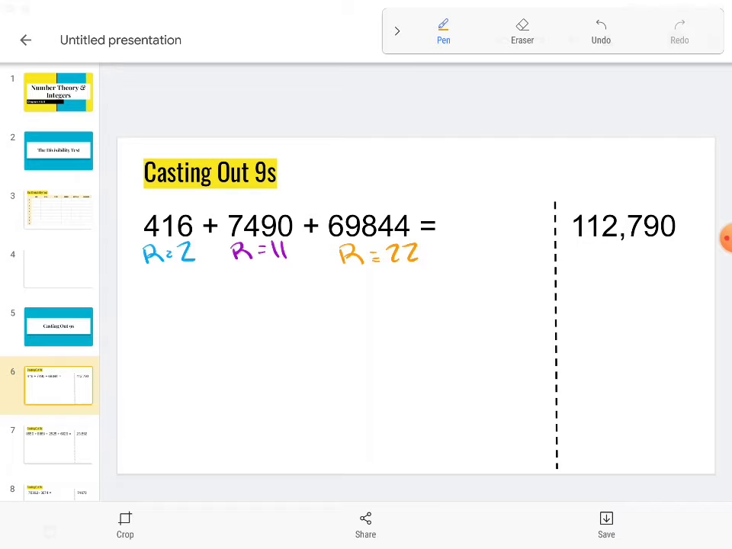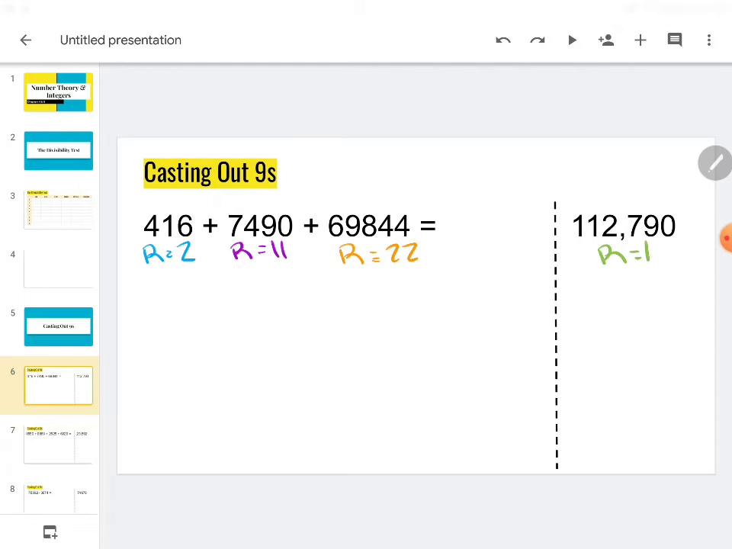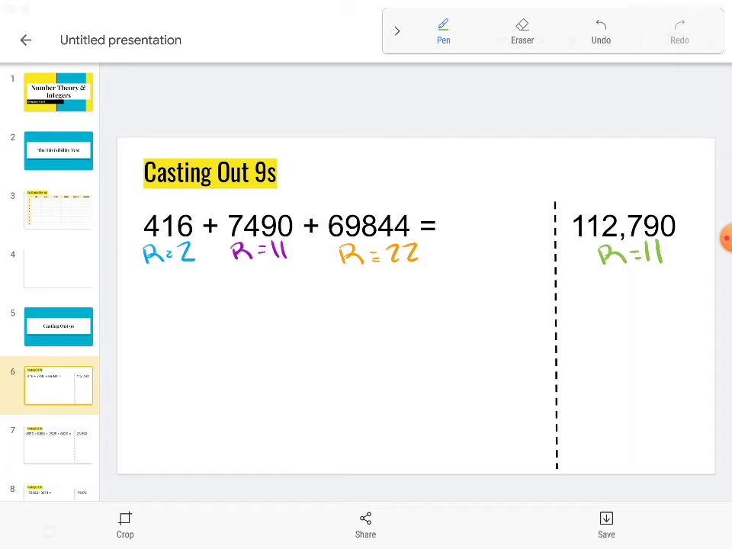So all we need to do is add 1 plus 1 plus 2 plus 7 plus 9 plus 0. And our remainder for our solution will be, once we subtract our 9, it will be 11. Now what we want to do is add all of our remainders up.